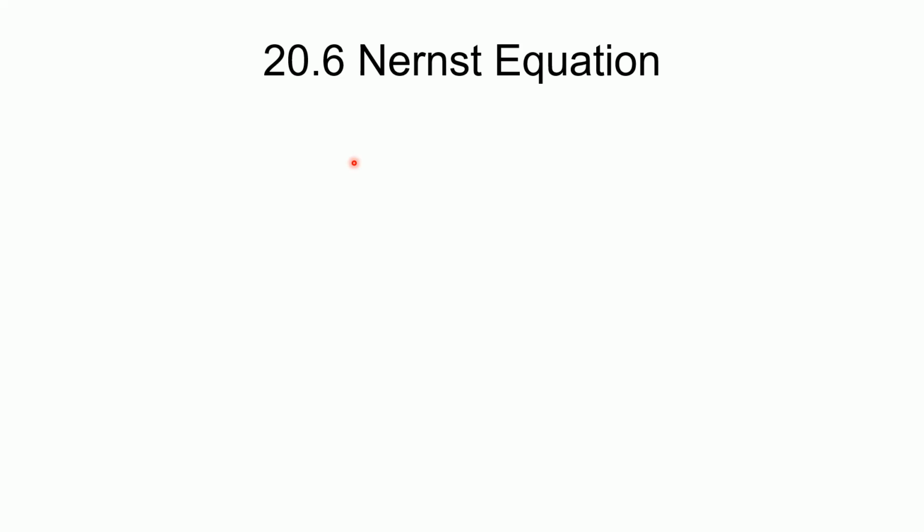So we now want to look at Chapter 20, Section 6. And the main thing that we're going to be using in this section is the Nernst equation. What the Nernst equation does is it allows us to calculate the E cell at concentrations other than standard conditions. And that is an incredibly useful thing to be able to do.